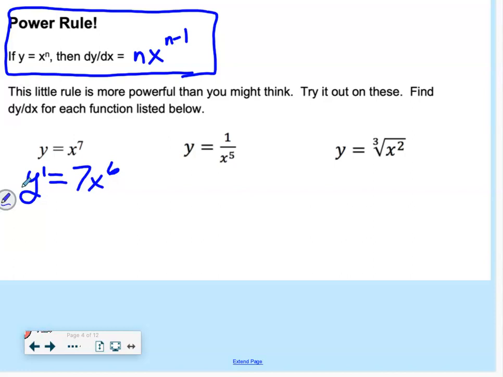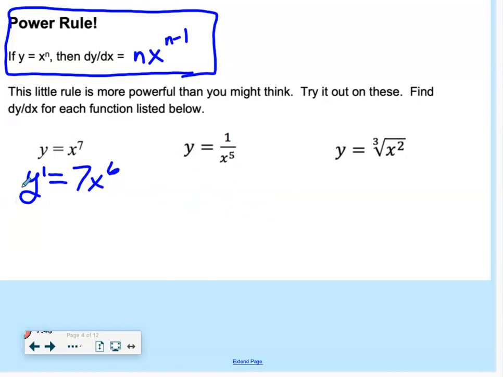Okay, so for this, let's see, power rule. So I would get 1 over 5x to the 4th, right? You're shaking your head. But I just did what it said, right? n x to the n minus 1. You have to think about it, so it's not 1 over. Okay. All right.